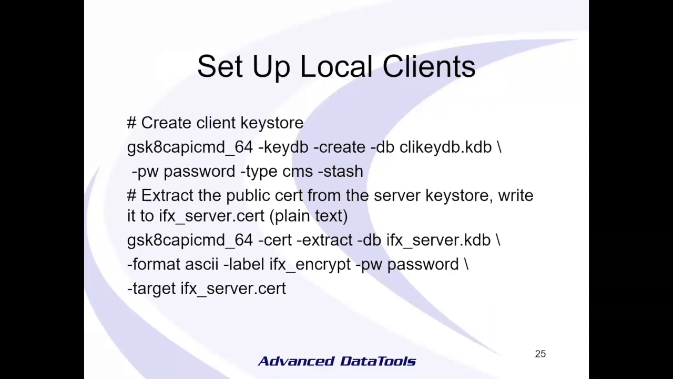So we're going to run it with cert, and it's going to use the extract flag. We're going to tell it to use the ifxserver database because, again, we're pulling this from the public-private key pair for the server itself. We're going to tell it the format is ASCII. We're going to tell it which label. So we tell it the file to pull from, so it's the database to pull from, and then the label will tell it which record to pull from. We're going to give it the password, and then we're going to give it a target, which is the actual flat file in the system.